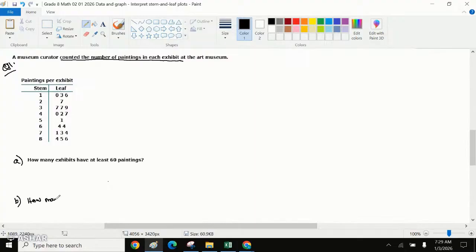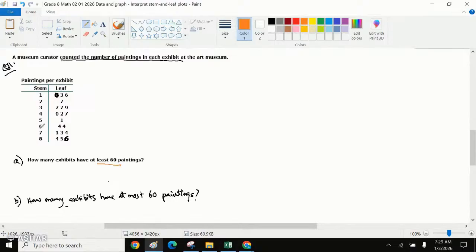How many exhibits have at most 60 paintings, right? So we'll look at both the options. It could be exactly 60 also, right? What is the minimum number of paintings? 10, right? What is the maximum number of paintings? 86. So we need to find at least 60, right?